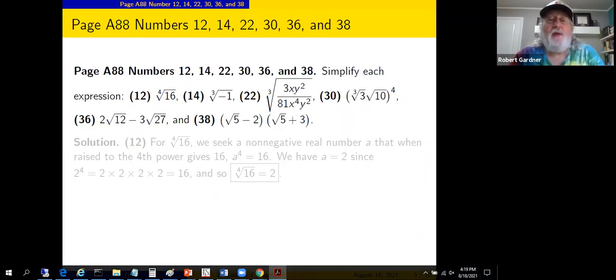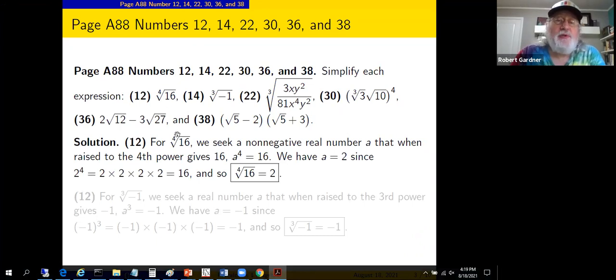Okay, simplify the following. So we'll restate these as we go through and work the problems. All right, you want the fourth root of 16. So we seek a. It's an even root, so it'd be a non-negative real number. Actually, it'd be a positive number because it isn't 0. So we're looking for positive real number a that, when raised to the fourth power, gives 16. That is, a to the fourth equals 16. A equals 2 works. 2 to the fourth, 2 times 2 times 2 times 2, is 16. So the fourth root of 16 is 2.